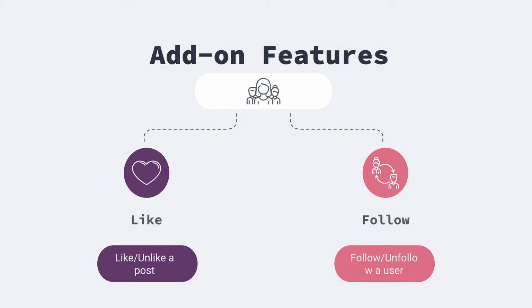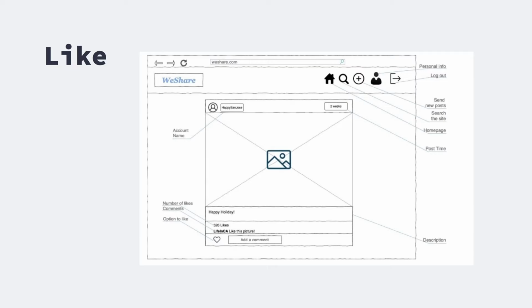The add-on features we created for our app are the like and unlike feature, and the follow and unfollow feature. When the user views a post, they can like this post by clicking the heart button and the like API will be called. The heart will change to a solid heart in red color and the number of likes of the post will be incremented at the same time.